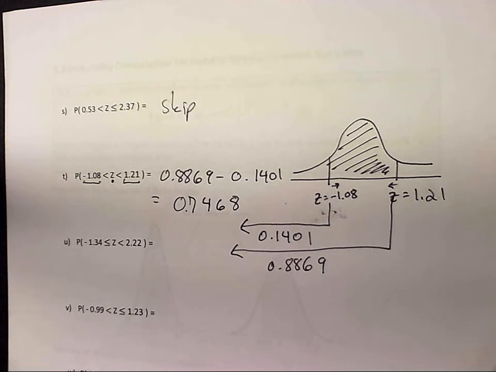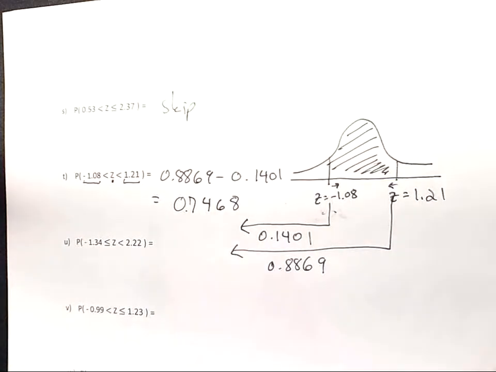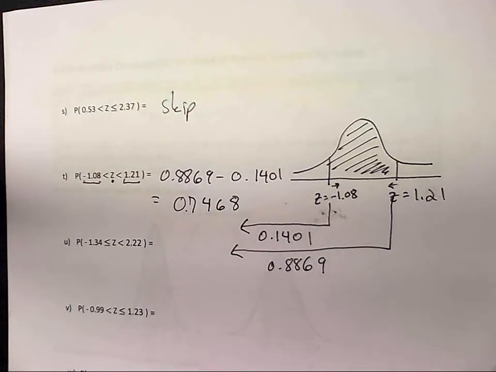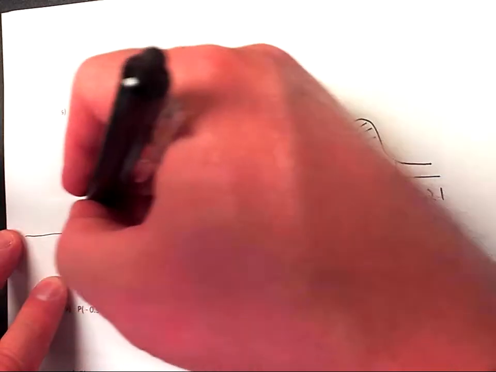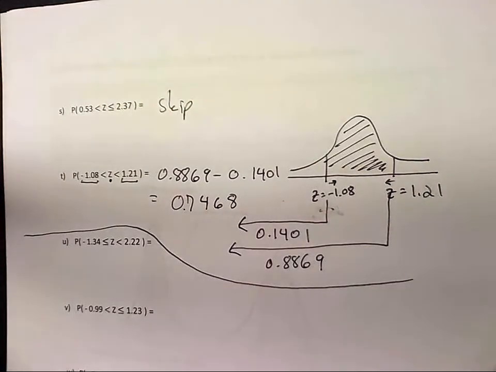I have a few extra copies of these tables. Does anybody need a copy of the table? Does anybody need a copy of the notes? Can I get a copy? And a copy of the notes. Yeah, right here. There you go.